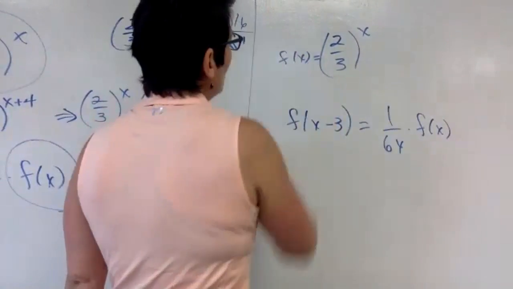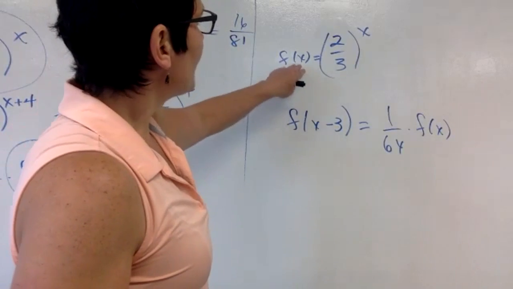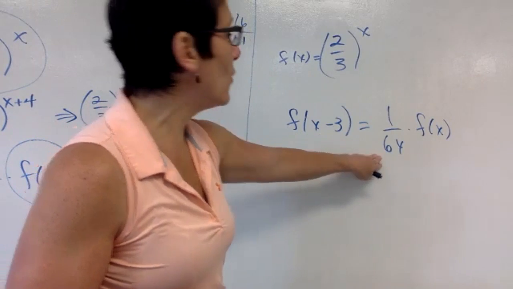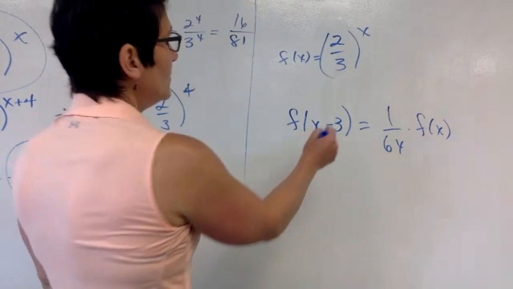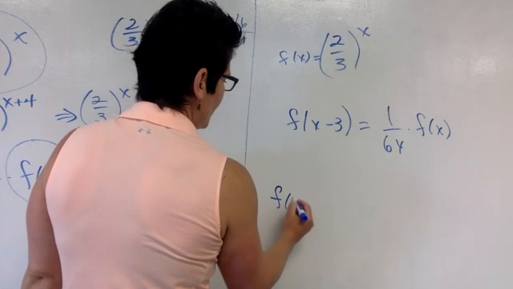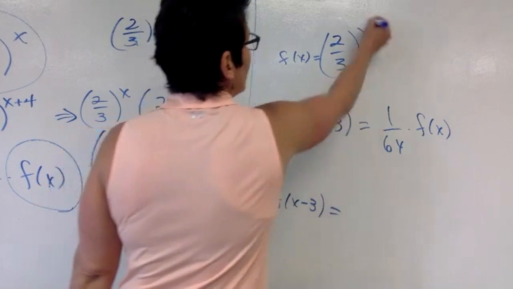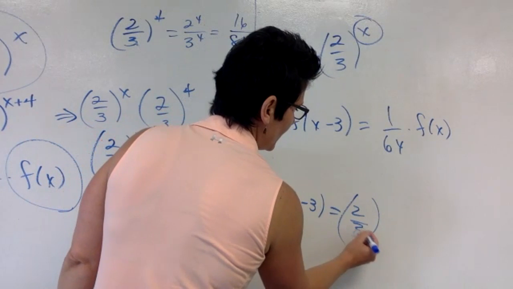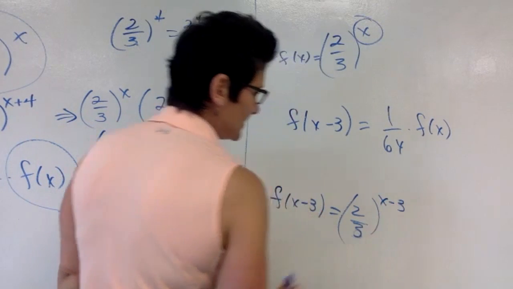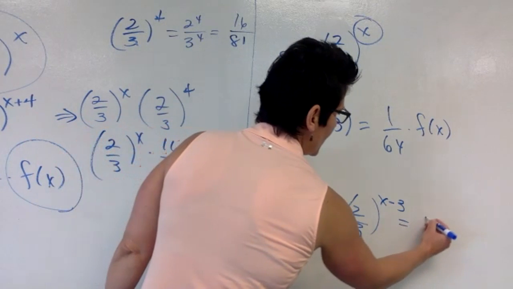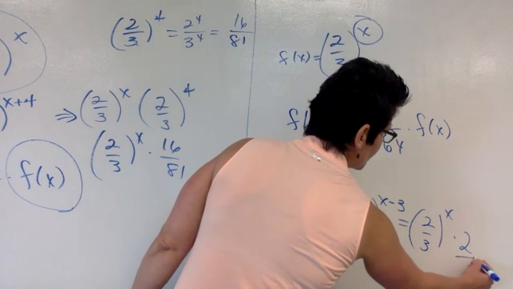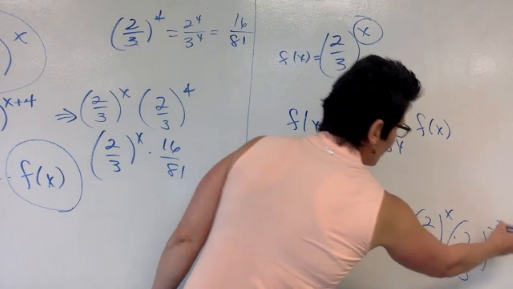Anyhow, we want to see if f of x minus 2 actually yields 1 over 64 times f of x. So if I do f of x minus 3, I'm going to do my 2/3, and then the x minus 3 here. So that's going to be equal to 2/3 to the x power times 2/3 to the negative 3 power.